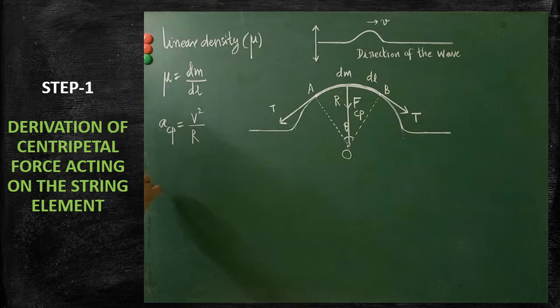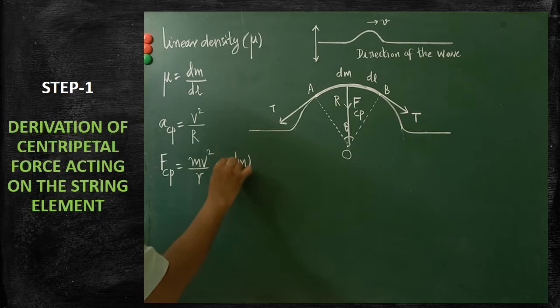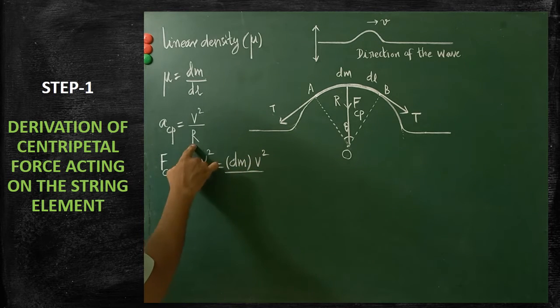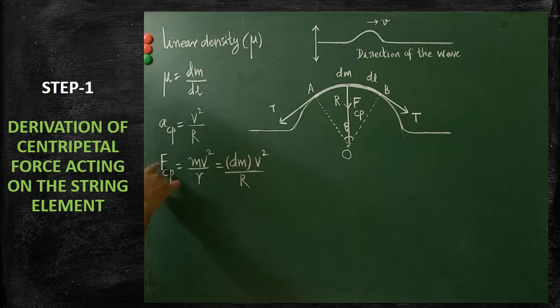From it we are going to get the centripetal force. So what is the formula from Newton's law? FCP is equal to mv square divided by R, the general expression for centripetal force. Here, what is m? The mass of this portion can be taken as dm. Write it in brackets, dm. And then what is v? V is the velocity. V square divided by R, where capital R must be written. So this is the expression for centripetal force.